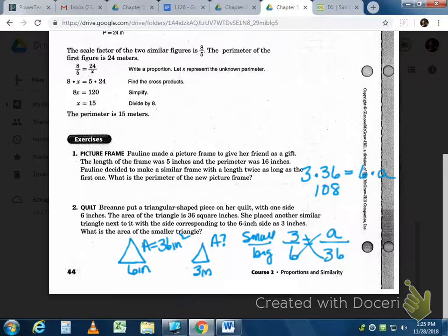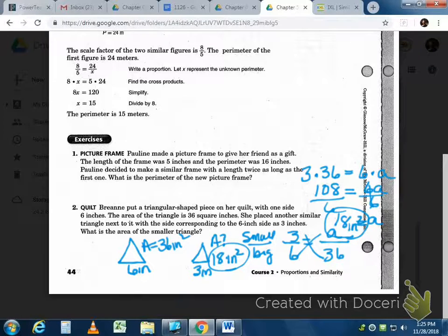108 is 6A. Xander? Yeah, divide by 6. And A equals 18. And how should I label that 18, do you suppose? Square inches. 18 square inches. So the area over here is 18 square inches.